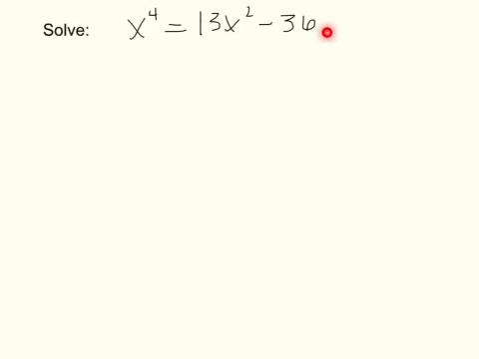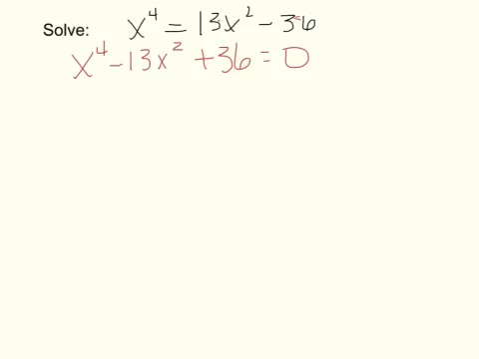Just like with the quadratics, I want to get this polynomial in standard form. Okay, I'm going to solve this one by factoring. So I have x to the 4th minus 13x squared plus 36 equals 0. I moved these two terms over here, that's why this is negative and positive. Now I have a standard form of a polynomial. I'm going to solve it by factoring.